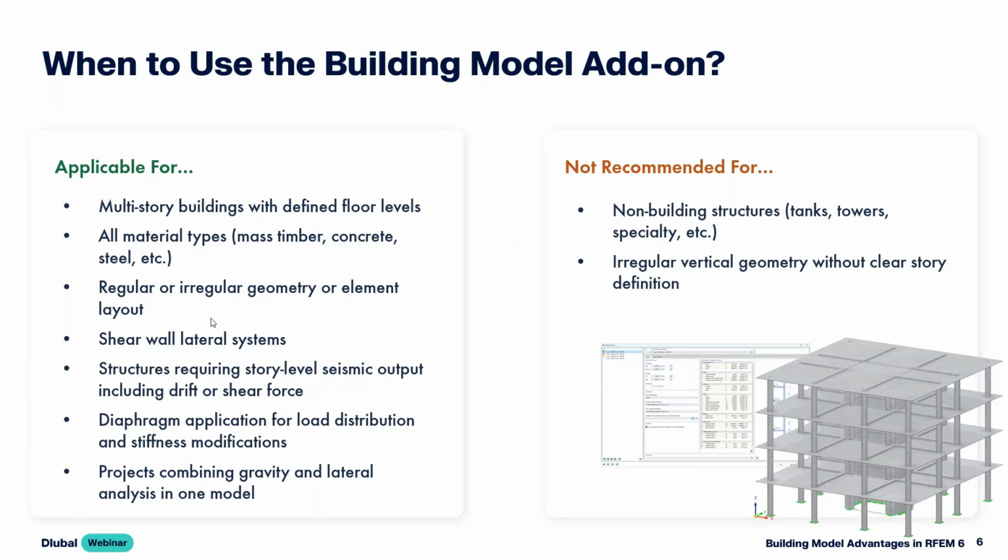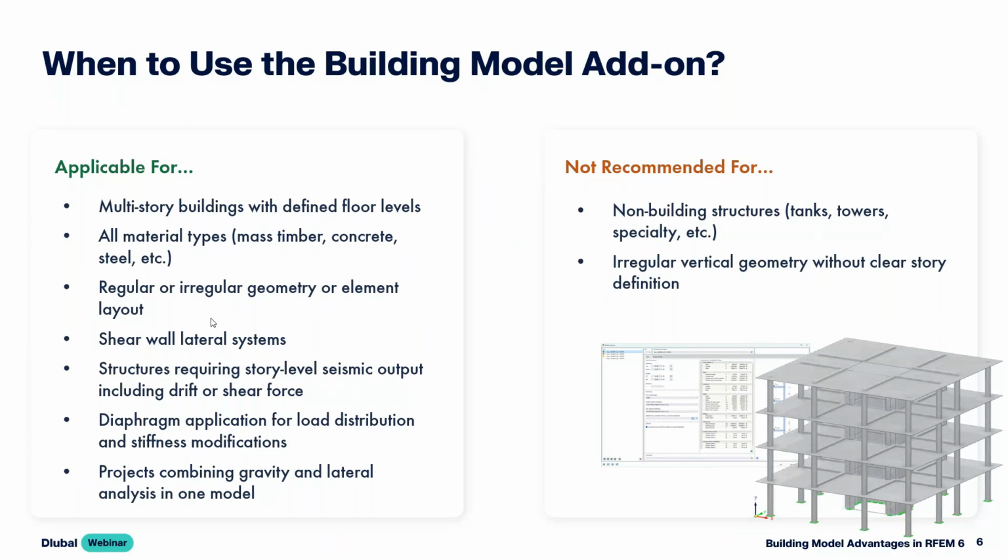This can be beneficial when we have a shear wall lateral system. So we'll see in today's example how we can define these shear walls and get a nice output of the shear wall forces in comparison to RFEM alone. So structures requiring story level seismic output. So we're talking about story drift, story shear force. Again, with seismic or response spectrum analysis, this can be extremely useful.